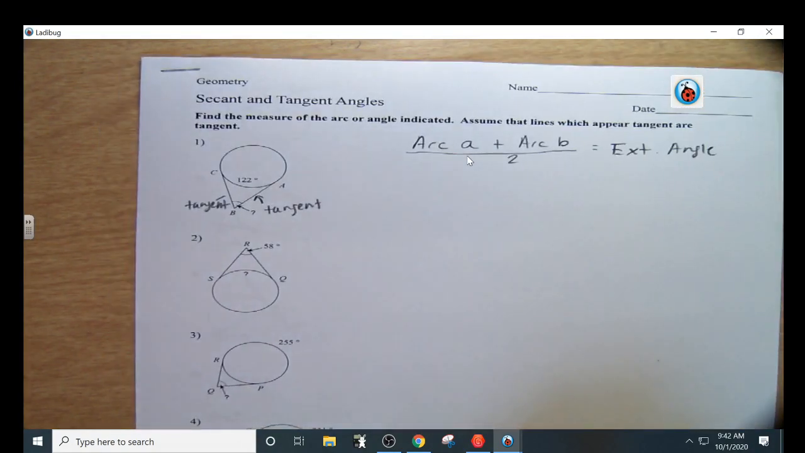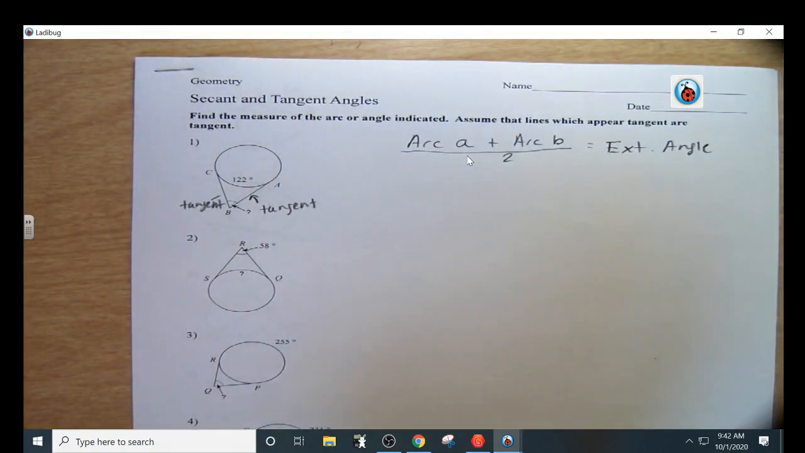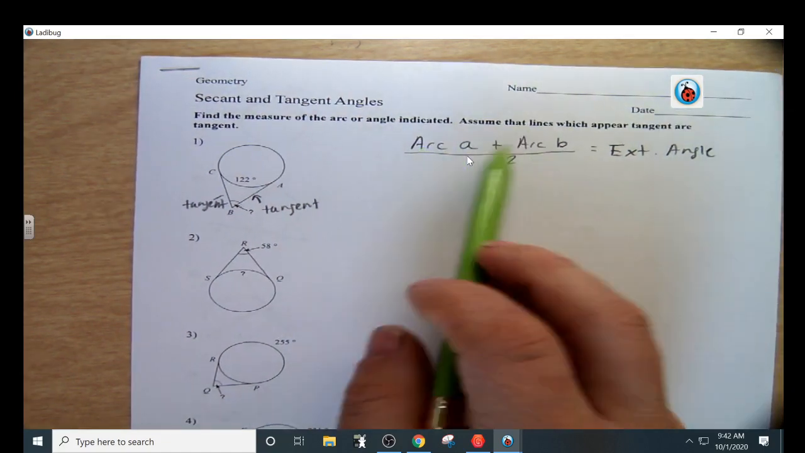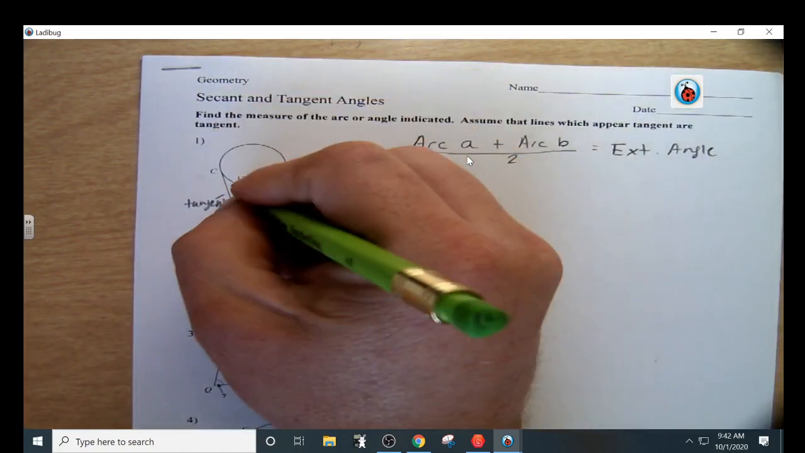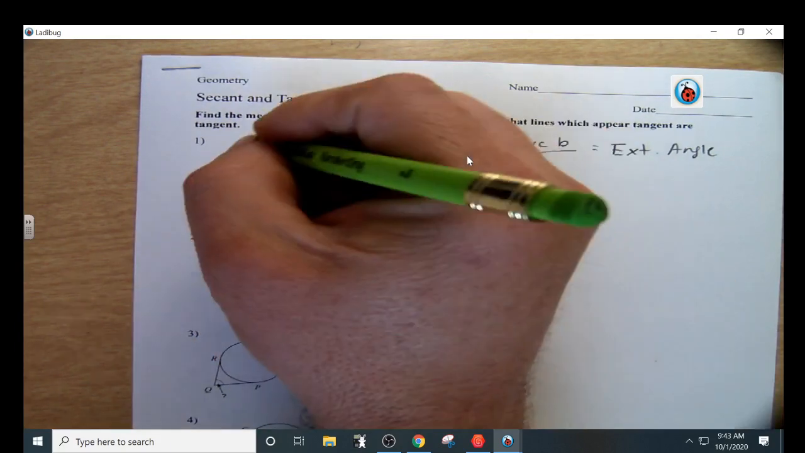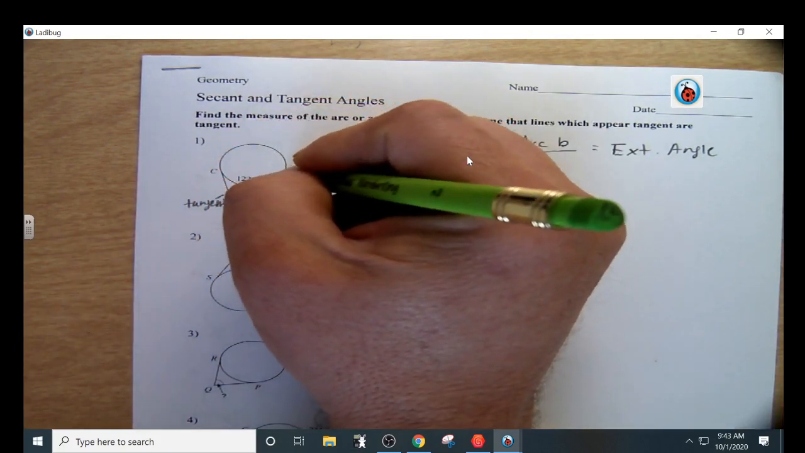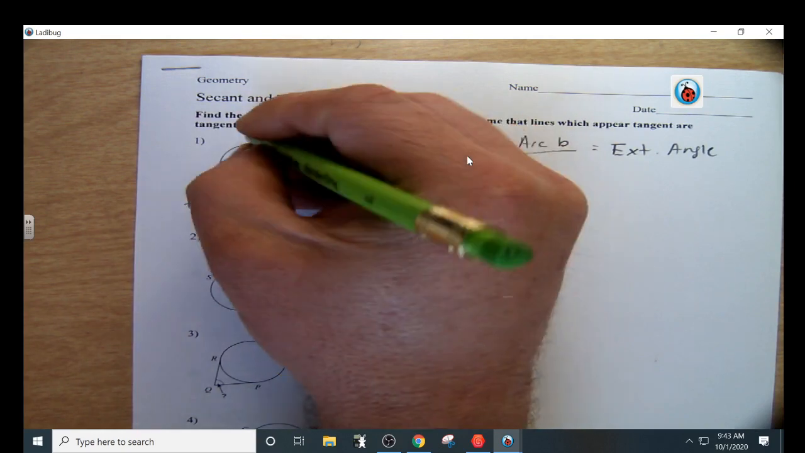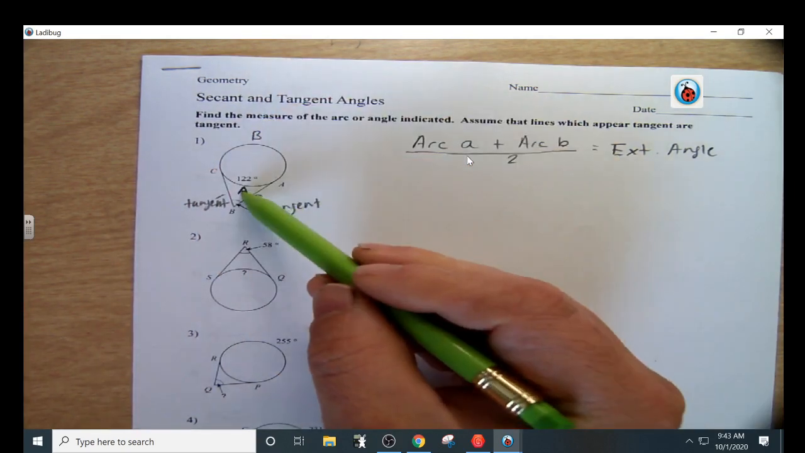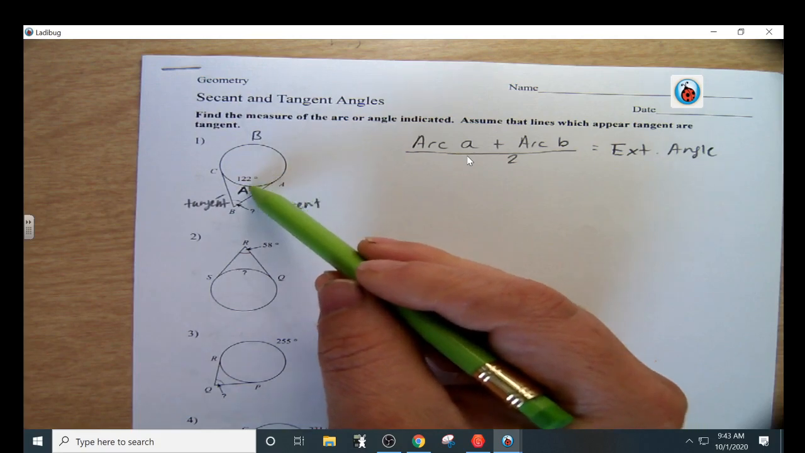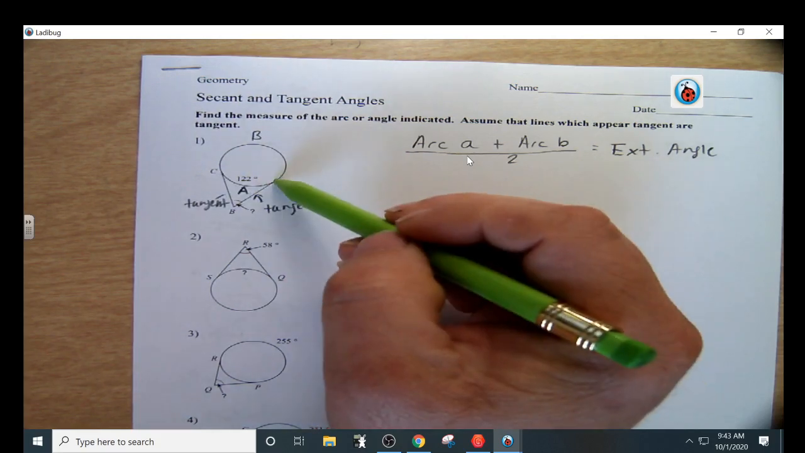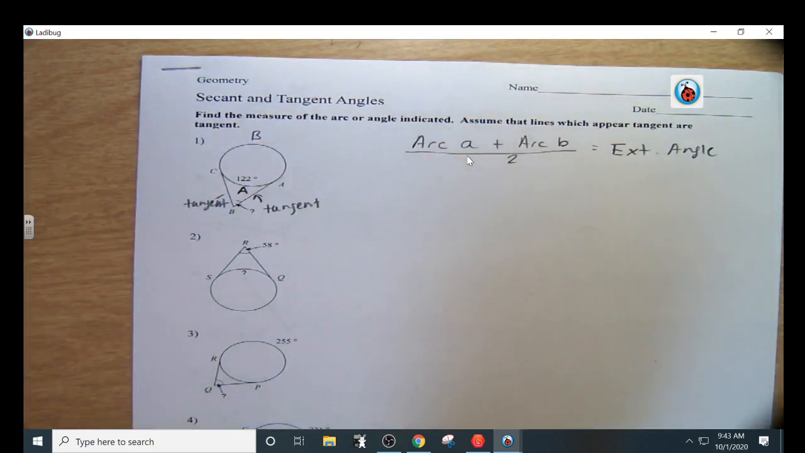Okay, so for any angle that is on the outside, regardless of whether it's secant, tangent, whatever, this is going to be your formula: arc A plus arc B. So we'll call what's inside here A, and we'll call what's left over, this big major arc here, B. So A is what's inside the two tangent lines, and B is what's left over. Does everybody understand what arc A and B are?